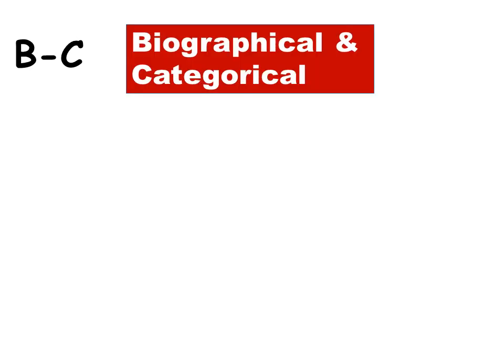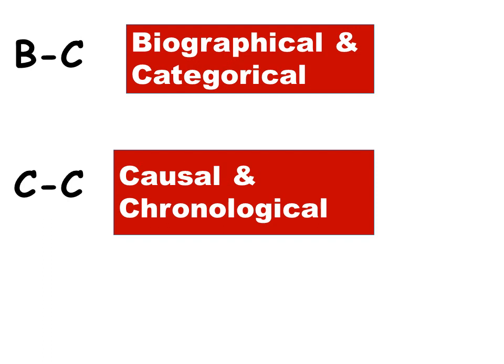So in summary, let us try to look at these following acronyms. BC talks about, yes, biographical and categorical writing patterns. How about the next one? C and C. Yes, causal and chronological. Take note, causal for cause and effect, chronological for sequence of events.